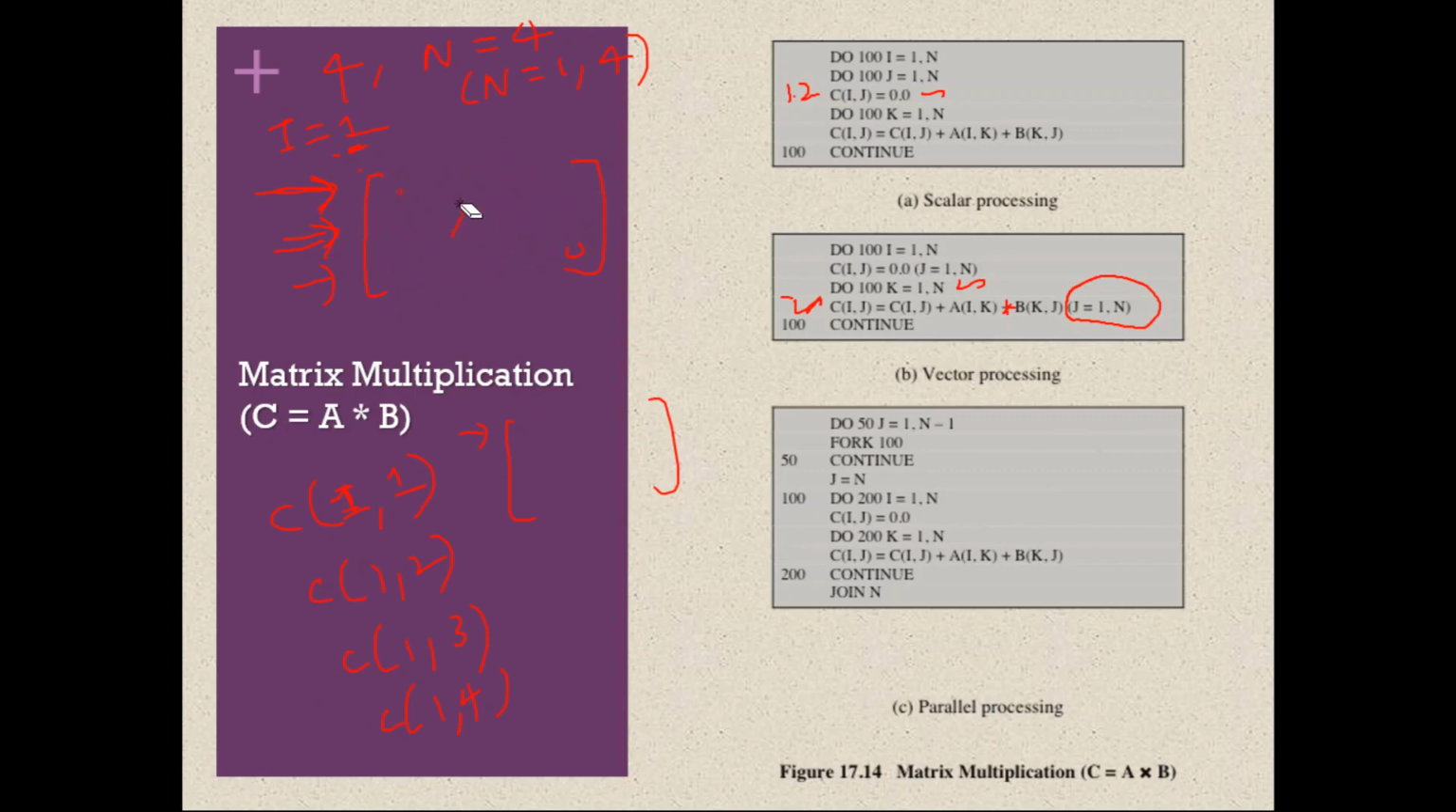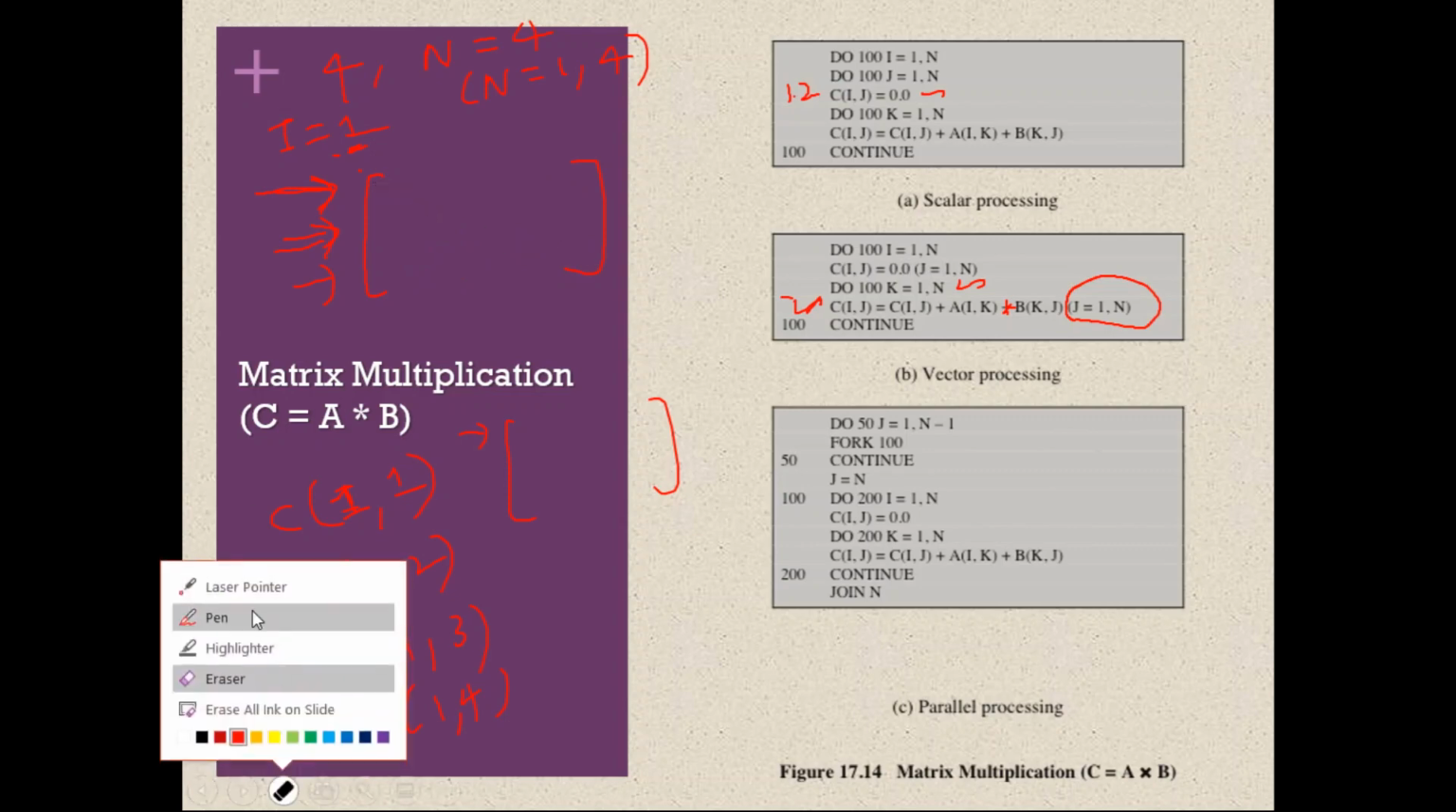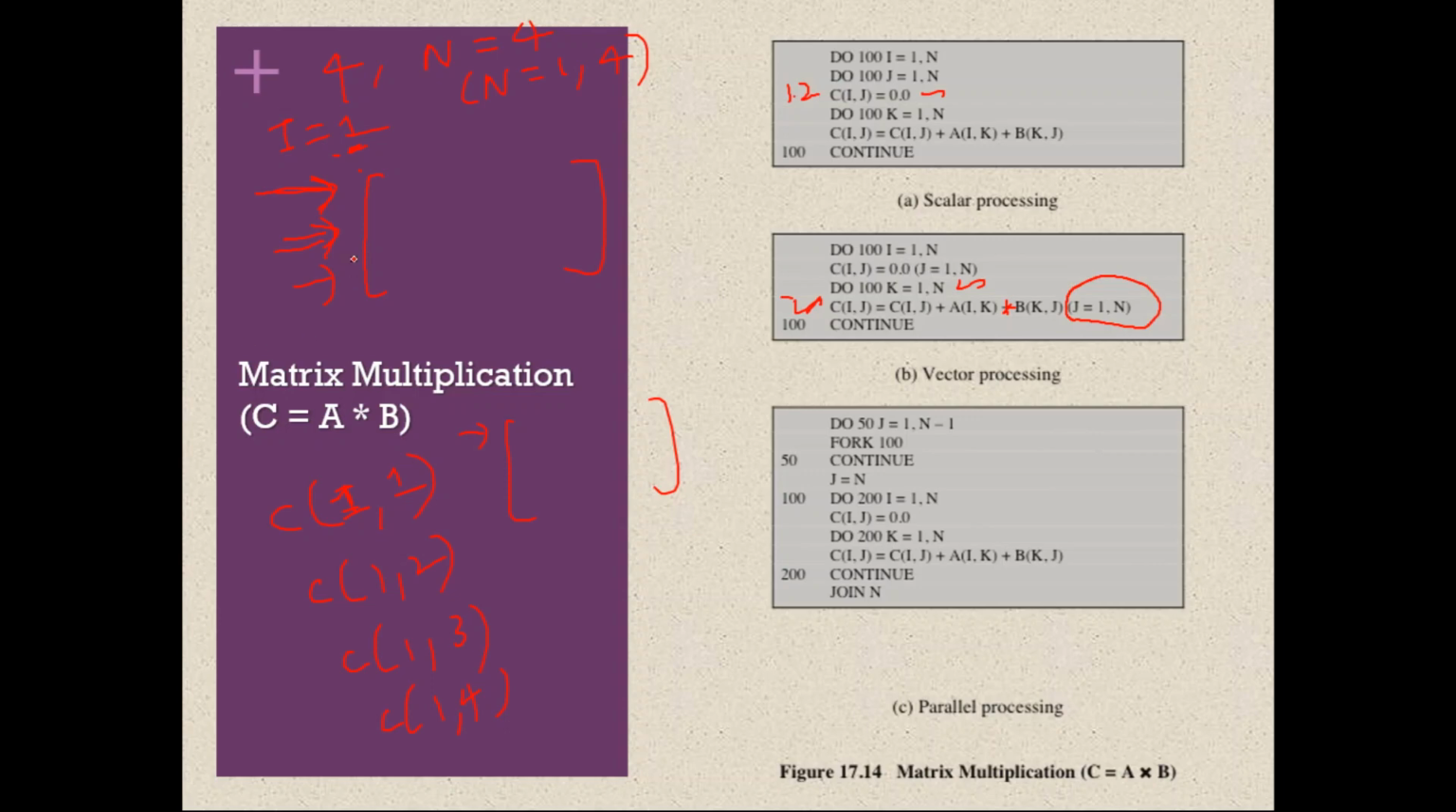Okay, it is not the entire column, it is going to calculate one row. Initially all these are 0, 1, 2, 3, 4. Let us assume the resultant matrix contains 3 rows. So when I is 1, it is going to calculate this value.